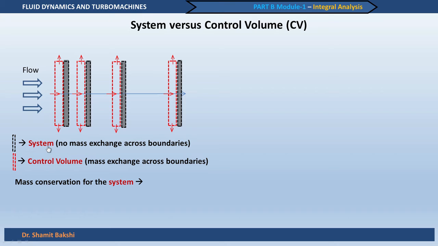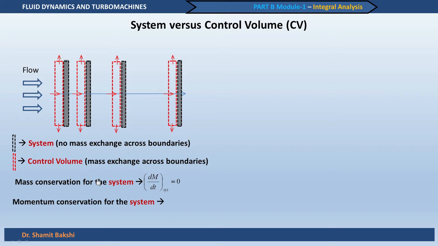Say for a system, for example, the governing equation like mass conservation says that mass cannot be created or destroyed. So, this equation is well known. For a system, the rate of change of mass with time, dm/dt, is 0. In fact, this is the definition of a system, that there is no mass exchange across the boundaries of the system, whereas this is not true for a control volume, because across the control volume there is a mass exchange. So, we have to see how to apply this governing equation for the system to a control volume.